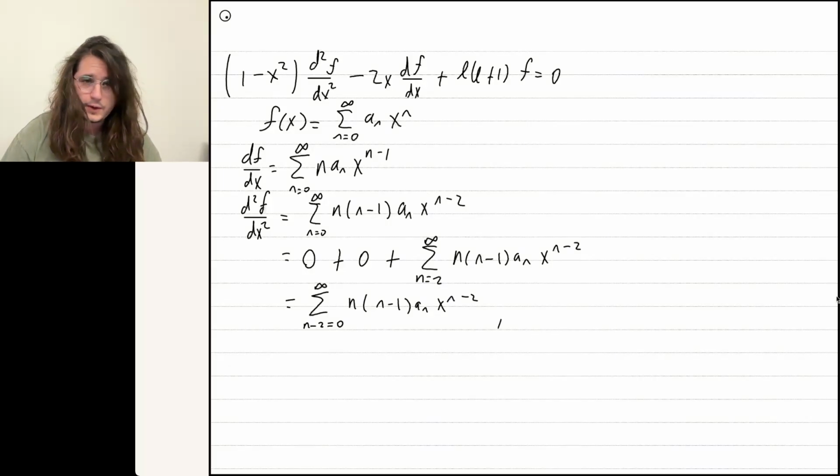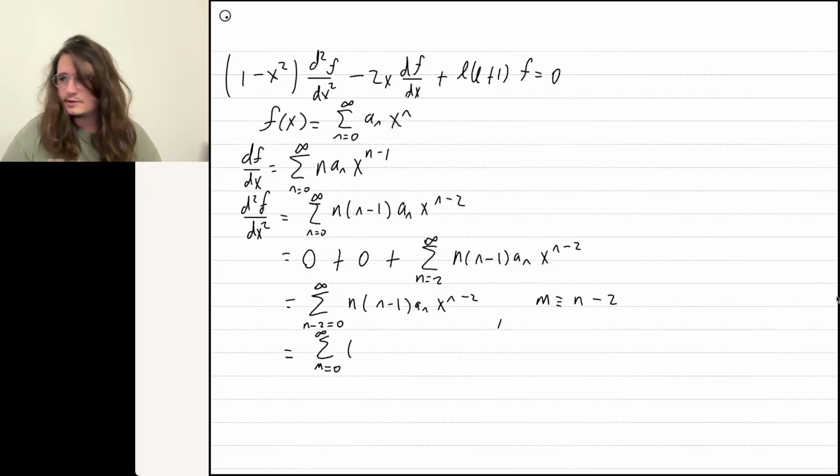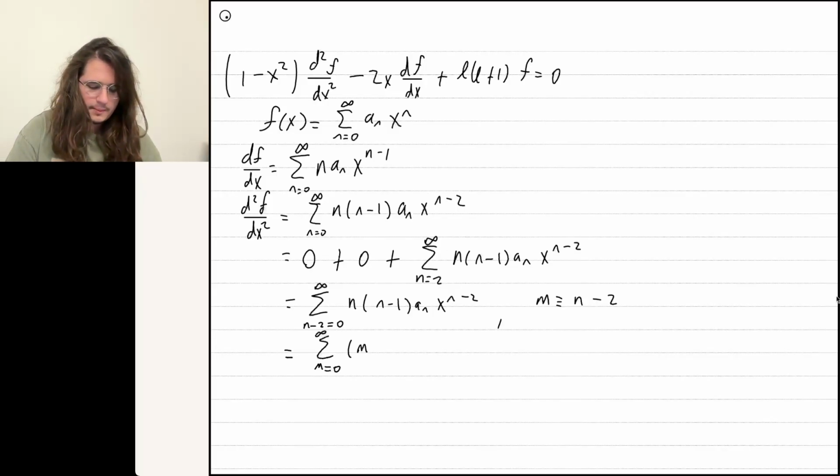Now we can cleverly define a variable m to be n minus 2, so that this is a sum on m from 0 to infinity of, and then given this definition, n is going to be m plus 2, n minus 1 has become m plus 1, a sub n becomes a sub m plus 2, and x to the n minus 2 becomes x to the m.